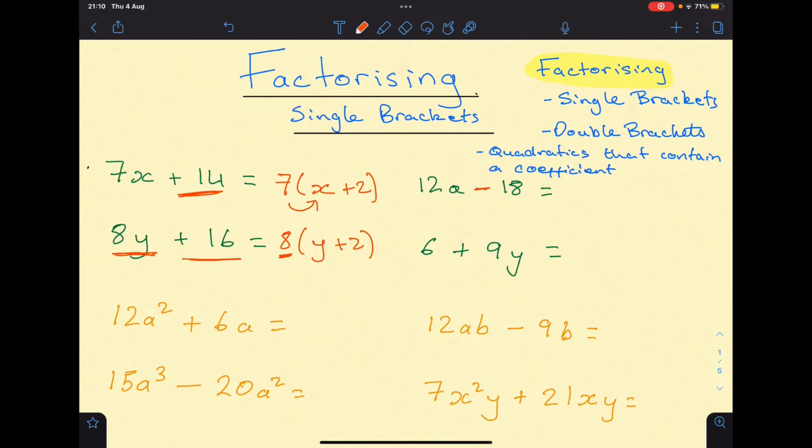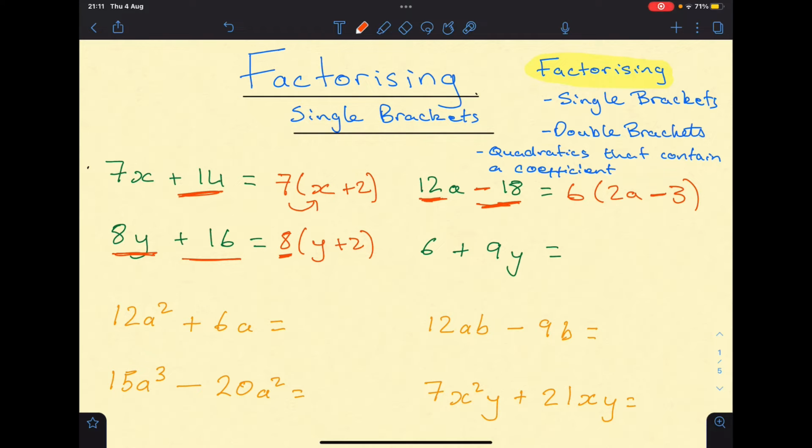Another one over here. What's the highest number I can divide 12 and 18 by? That would be 6. Okay, I can divide it by 3, but the highest number is 6. So then I open my bracket. What do I multiply 6 by to get 12a? So 6 times 2 is 12, and then I need an a. Then I say to myself, what do I multiply 6 by to get negative 18? That would be minus 3.